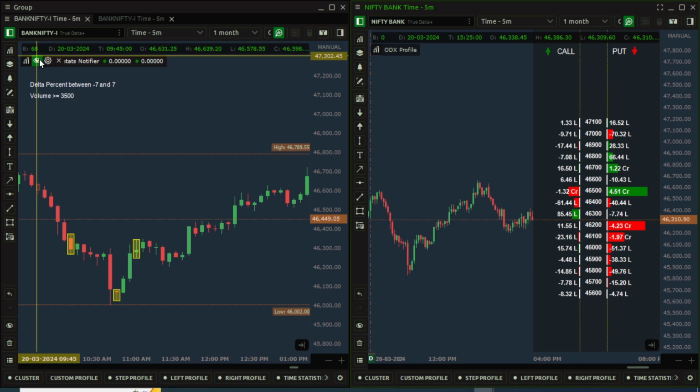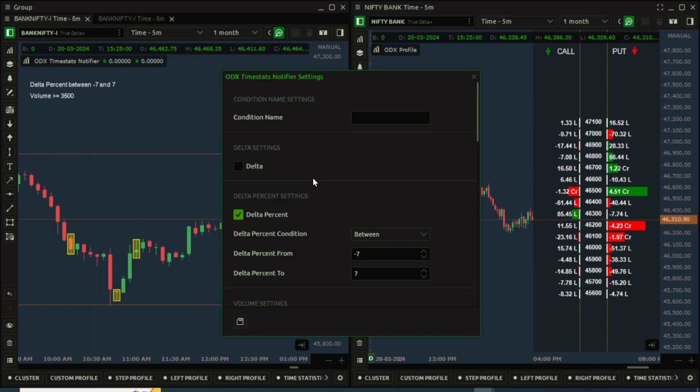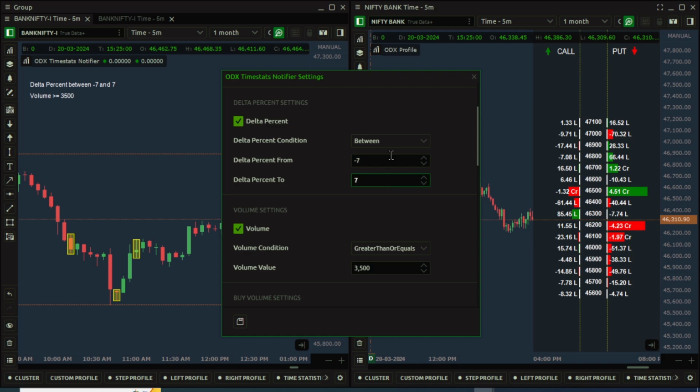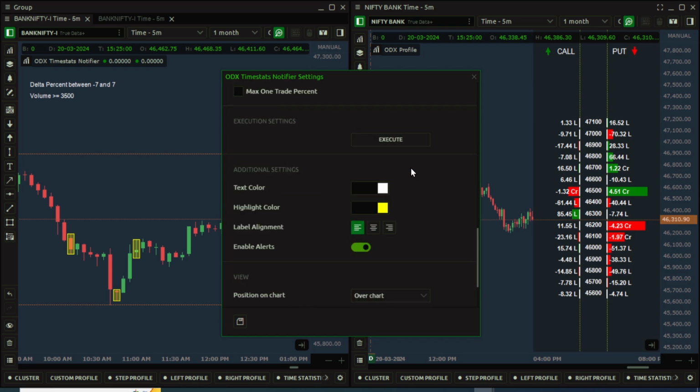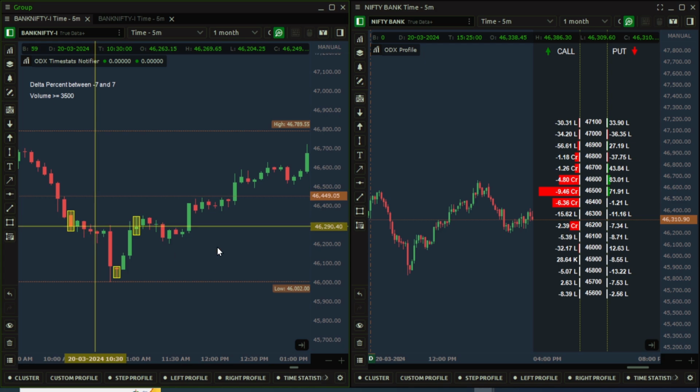So you can see that I have applied the ODX time stats notifier. The settings are this. You can check the settings and follow -7 to +7. You will use a between condition on delta percentage. The other condition is volume greater than 3500, and then you have to execute it, so it will show on the charts wherever the exhaustion has happened.